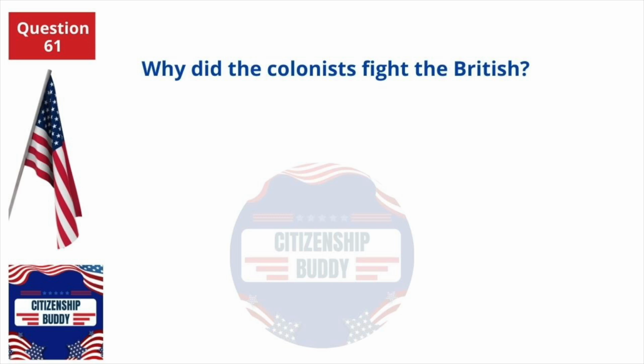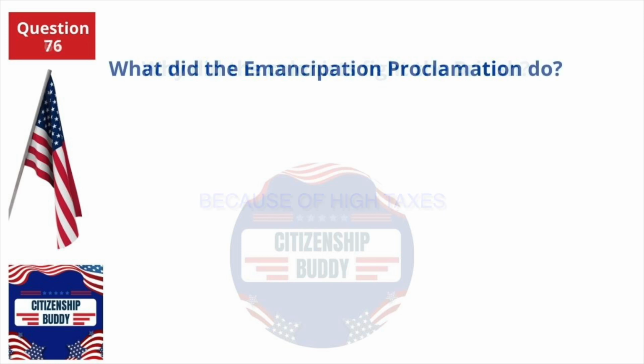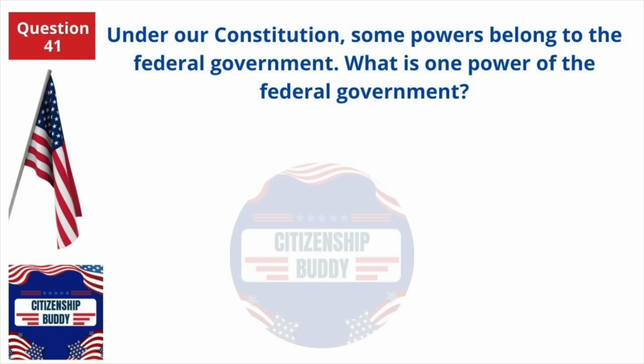Why did the colonists fight the British? Because of high taxes. What did the Emancipation Proclamation do? Freed the slaves. Under our Constitution, some powers belong to the federal government. What is one power of the federal government? To print money.